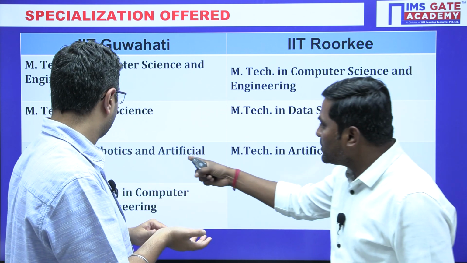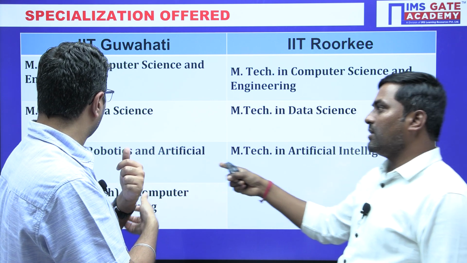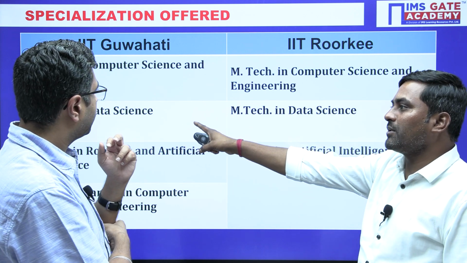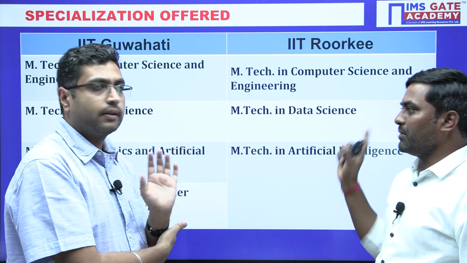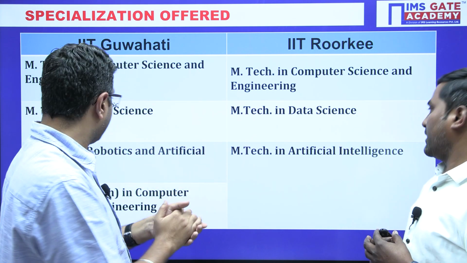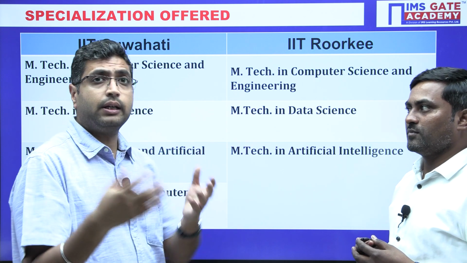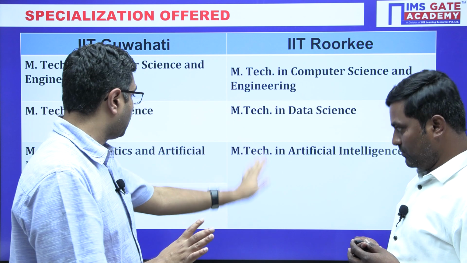These 2 are interdisciplinary branches. I think this is a core course, right? For Artificial Intelligence it is core. For Data Science, some other students may also be eligible, but for Computer Science it is compulsory. MS by Research is not offered by IIT Roorkee as of now. Maybe in 2022 they might give that option, but as per the current data they are not offering it.